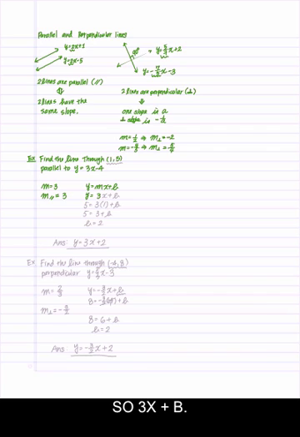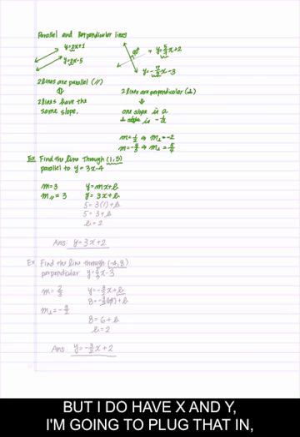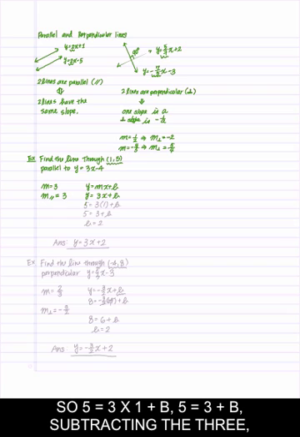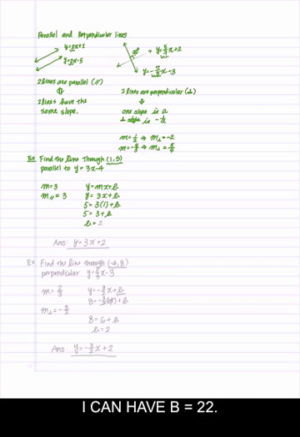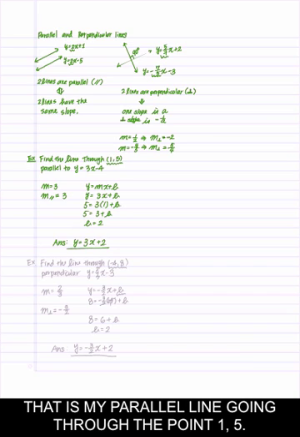So I'll put the slope in here: 3x plus b. And you'll note I don't have b. I'm looking for b, but I do have x and y. I'm going to plug that in and then solve for b. So 5 is equal to 3 times 1 plus b. 5 equals 3 plus b. Subtracting the 3, I get that b is equal to 2. So my parallel line is y equals 3x plus 2. That is my parallel line going through the point 1, 5.